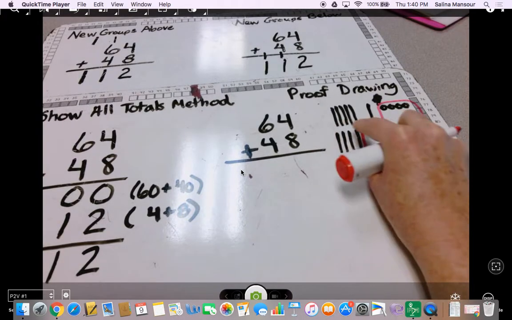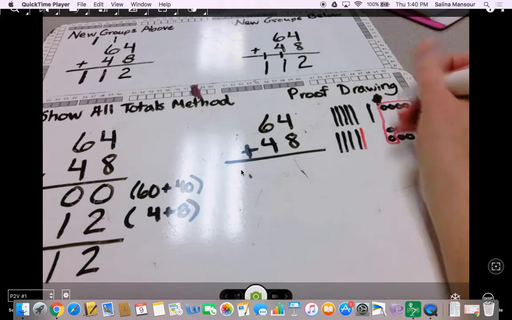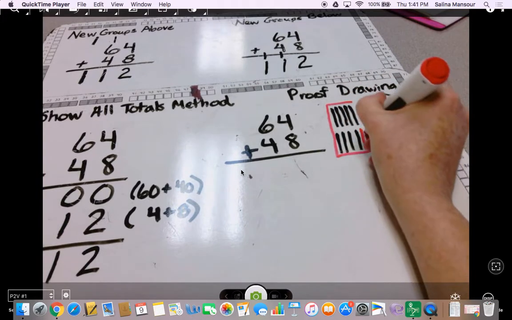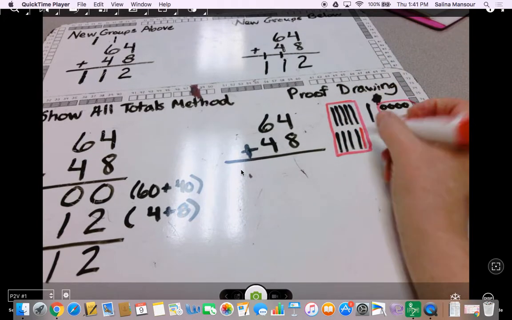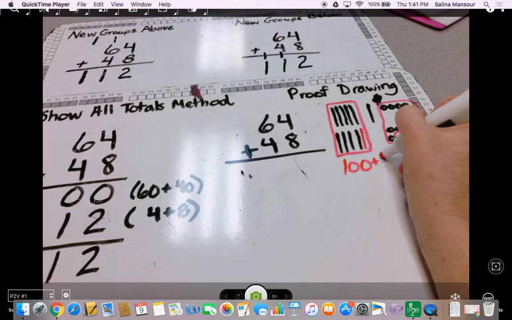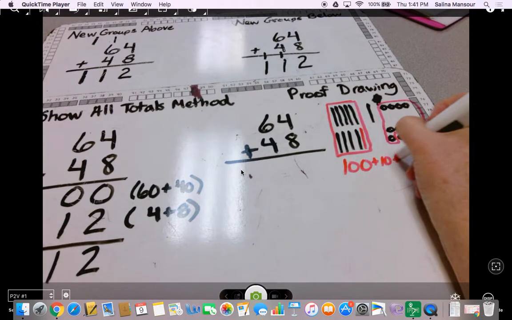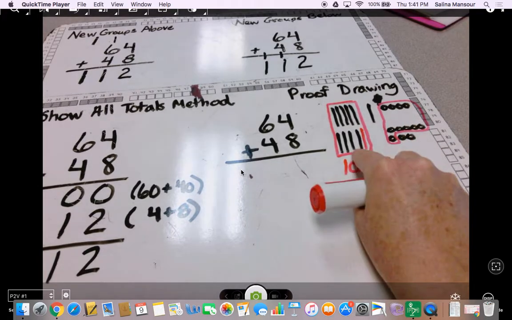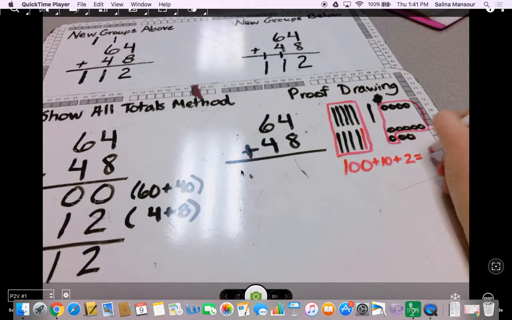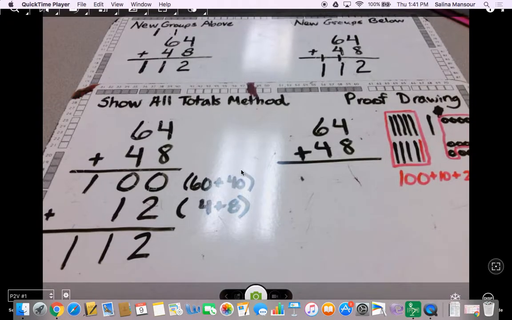So now, our second graders are so smart that they know that 50 plus 50 is 100. So we're going to put a rectangle or box around that, because we know that this is 100. This represents 10, this 1 10 stick. And then these two that we have left over are our two ones. 100, 10, and 2 together are 112. There's our proof drawing.